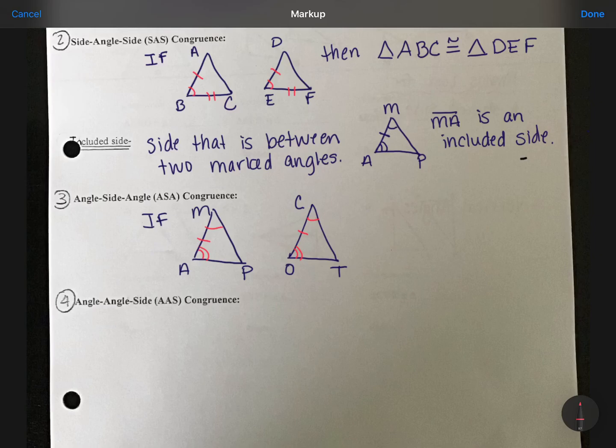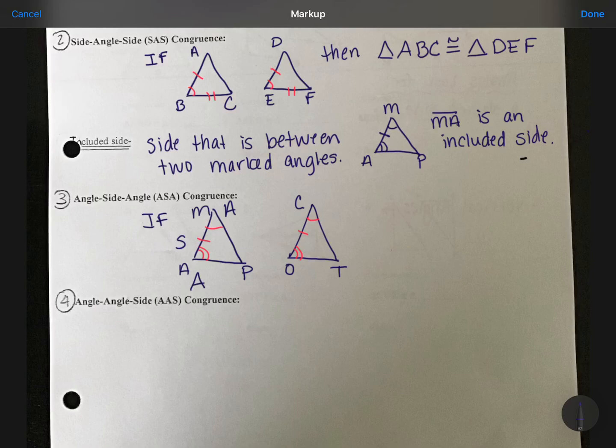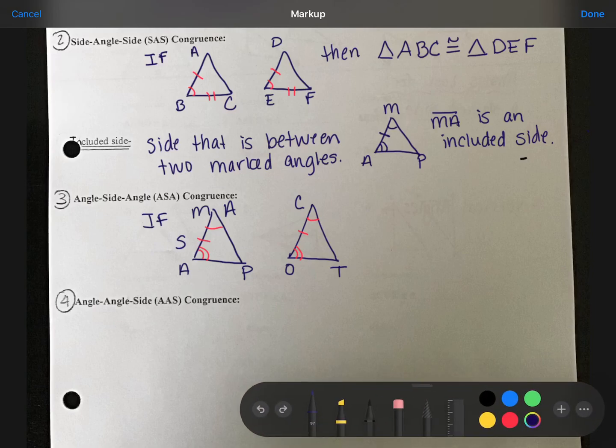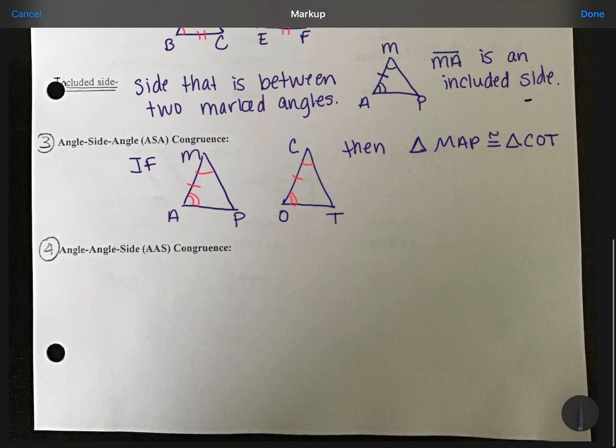So if you take a look, you've got an angle, an included side, and an angle. So that is angle, side, angle. That side has got to be sandwiched between the two angles. If you have that situation, then we can say that triangle MAP is congruent to triangle COT. And the reason is angle, side, angle. And I'll do some examples with you guys so you can see what the problems look like when given to you.